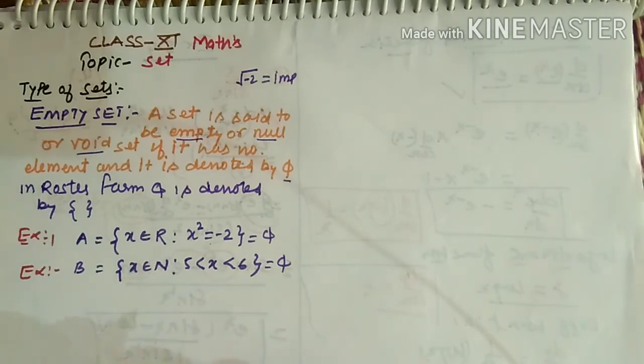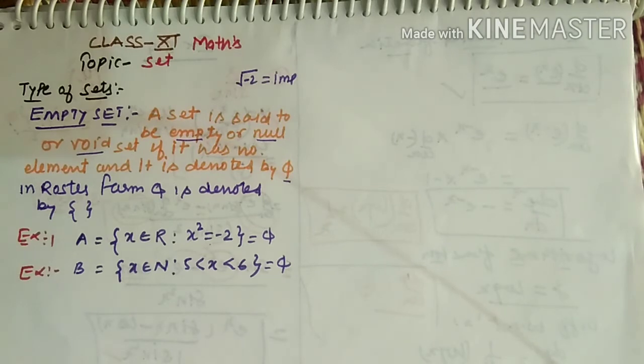A set in which there is no element at all, that is possible. Clear? One more example: in class 11th, the collection of class 11 students whose height is greater than 2 meters. We know it is not possible that a student has a height greater than 2 meters. Clear? So that set is an empty set.